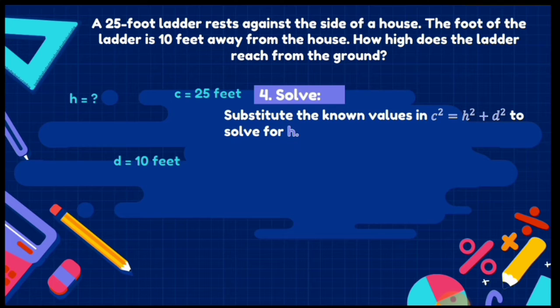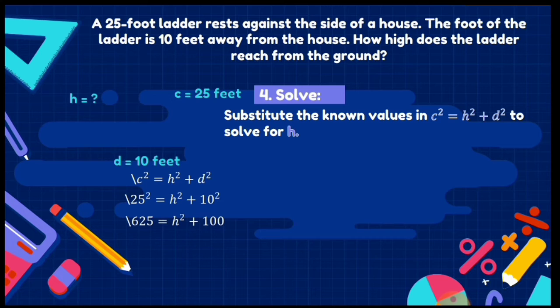We're going to substitute the known values in c squared is equal to h squared plus d squared to solve for h. Then, the formula is c squared is equal to h squared plus d squared. Substitute the values for c and for d. Again, the unknown variable is the height of the house. Then, to simplify, 25 squared is equal to 625, equal to h squared plus 10 squared, which is equal to 100.